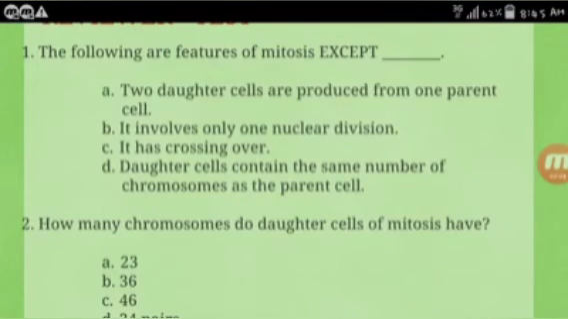The first question, the following are features of mitosis except, okay, letter A, 2 daughter cells are produced from one parent cell. Letter B, it involves only one nuclear division. Letter C, it has crossing over. Letter D, daughter cells contain the same number of chromosomes as the parent cell. So in mitosis, letter D is correct because it only undergoes one cellular division. And letter B, it involves one nuclear division. This is true. And 2 daughter cells are produced in mitosis. So the answer here is letter C, it has crossing over, because in mitosis there is no such thing as crossing over of chromosomes.